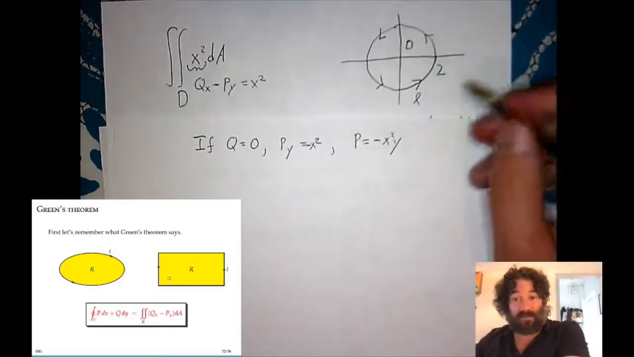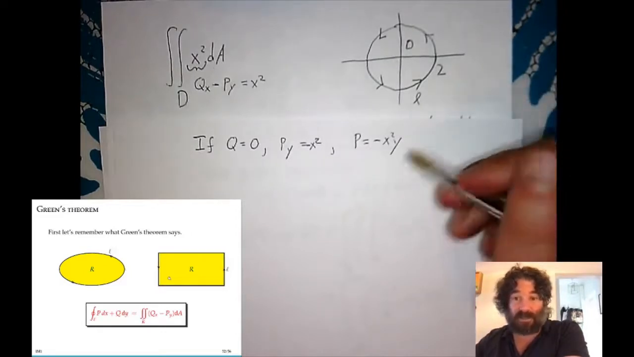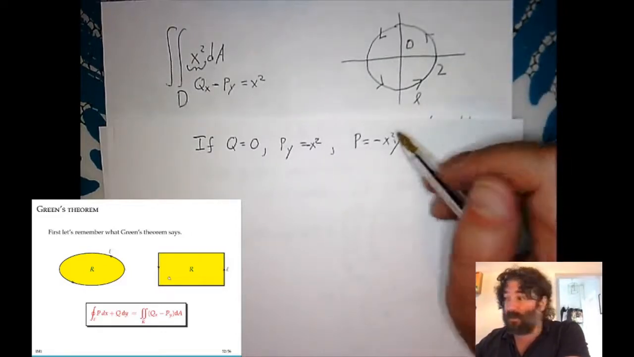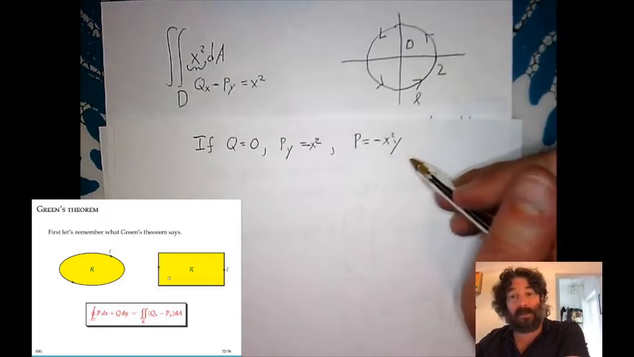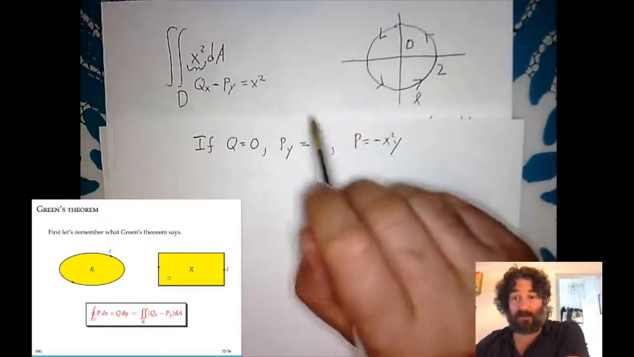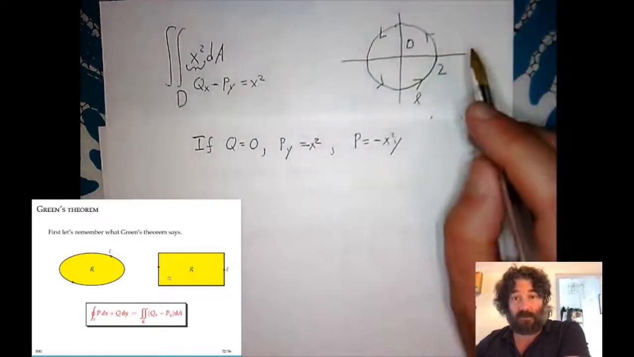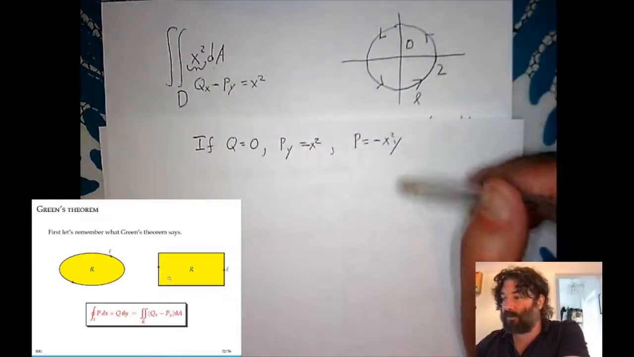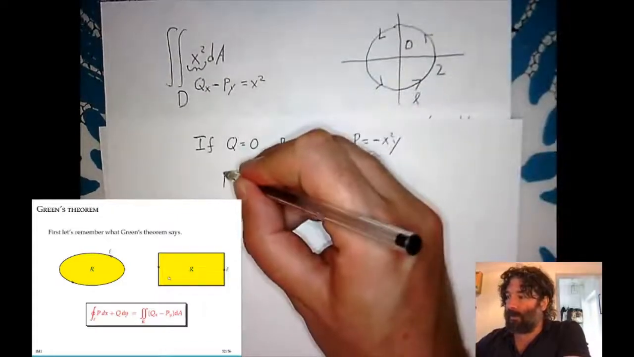And you could even add a constant here, but that would just make the integral we have to do more complicated. So you may as well just say p equals negative x squared times y. But once again, there's many possible choices for p and q that would also work in order to calculate this double integral using Green's theorem.